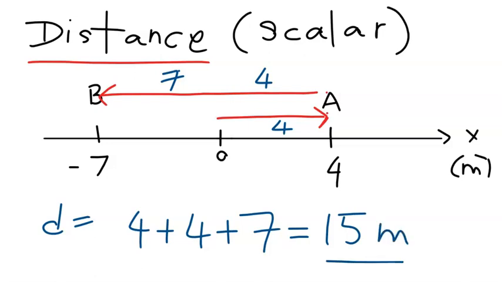So distance is defined as the actual amount of meters or kilometers or miles or whatever units that you choose to define the distance the object covers throughout its journey. So direction does not matter here.